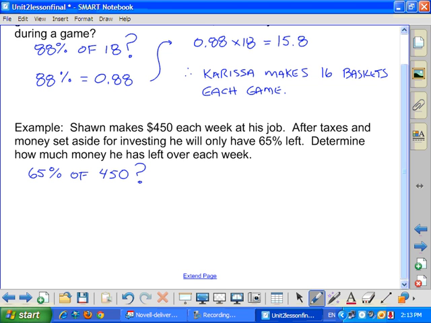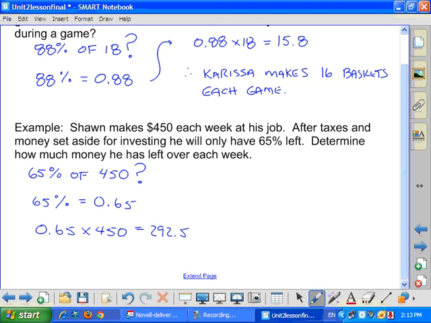So 65%, again the same process. Write your percentage as a decimal, so 0.65. Take that decimal value and multiply it: 0.65 times 450, and we get 292.5. So we have to be careful here.